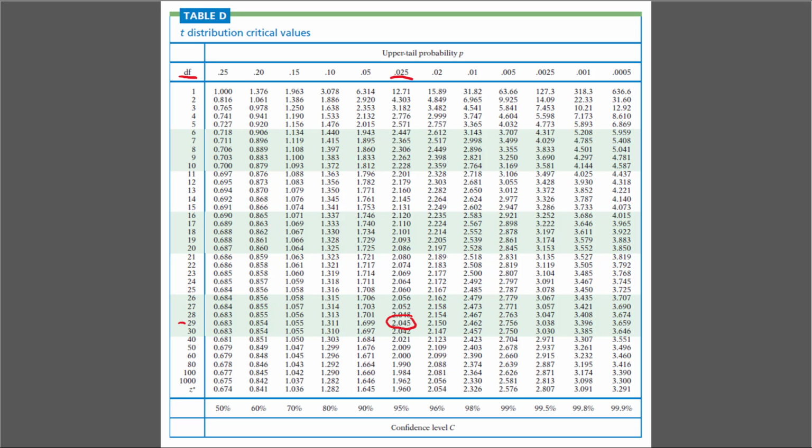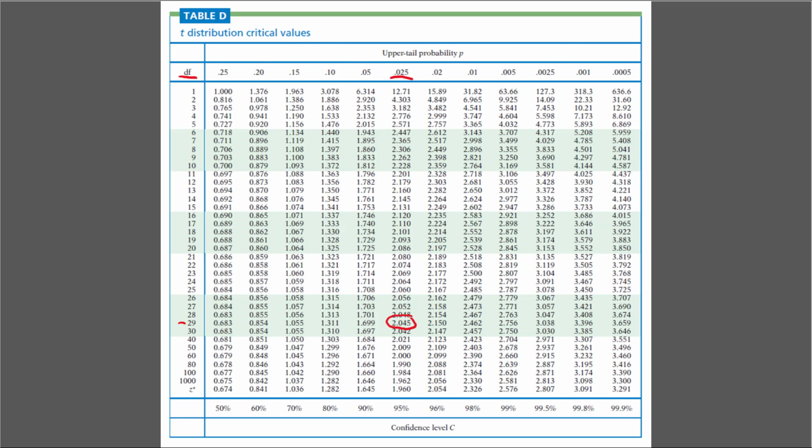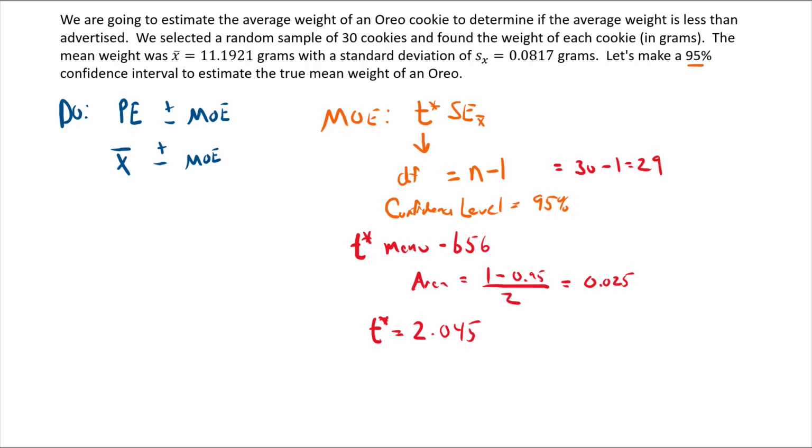2.045. So it gives us the same exact value that we got in our calculator. Alright? So for that, we are good then. So you can either use your TI Nspire by doing menu 656, or you can use this, which I have labeled here for table D. And if you're going to use table D, we still got our T star to be 2.045. Okay, so those are both good.